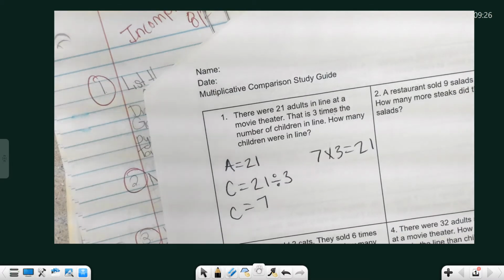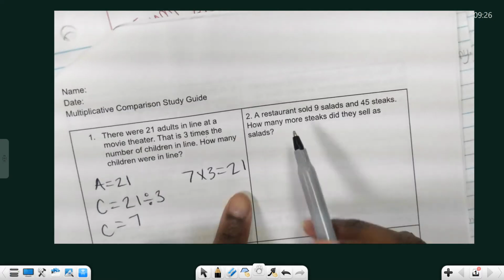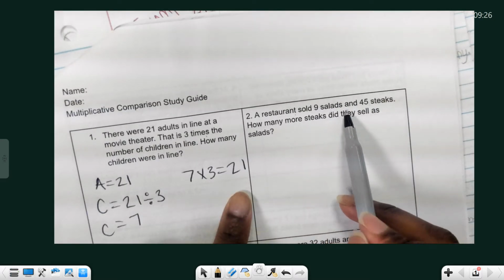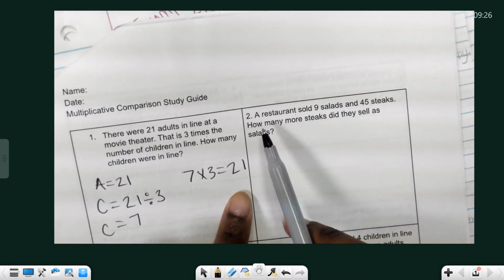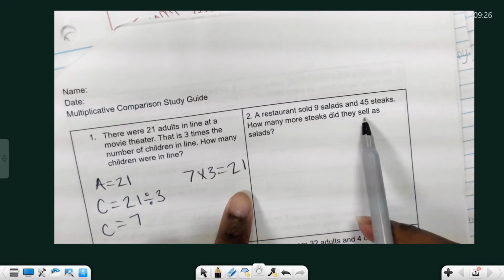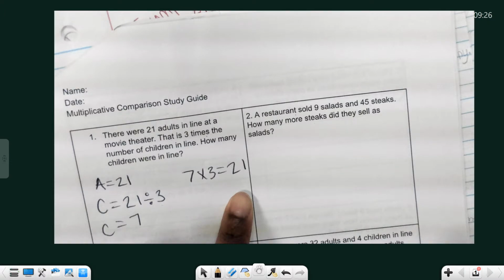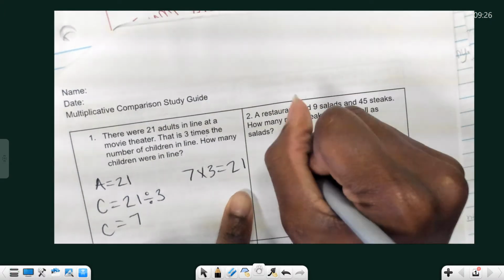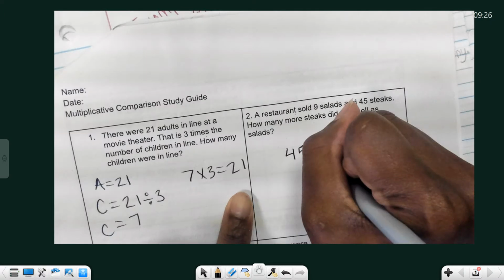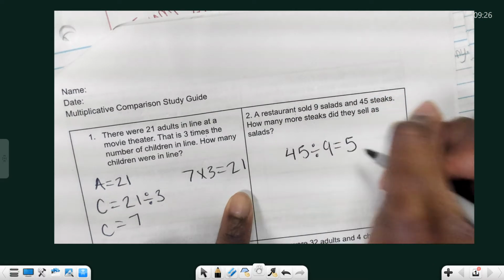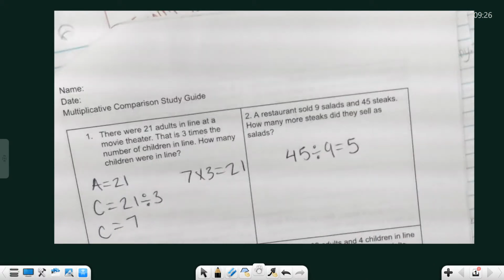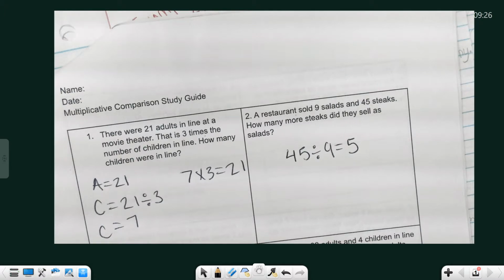Let's look at number 2. A restaurant sold 9 salads and 45 steaks. How many more steaks did they sell than salads? Kaylee. 45 divided by 9 equals 5. Then you can do 9 times 5 to check your answer.